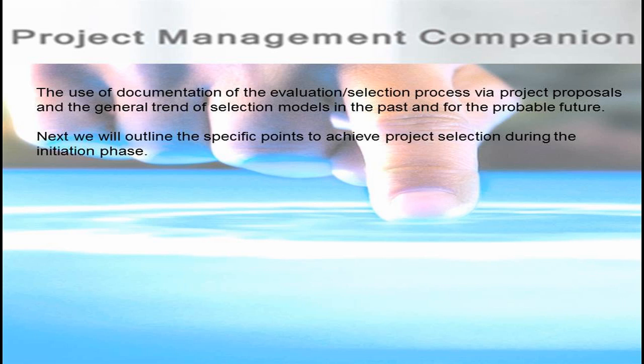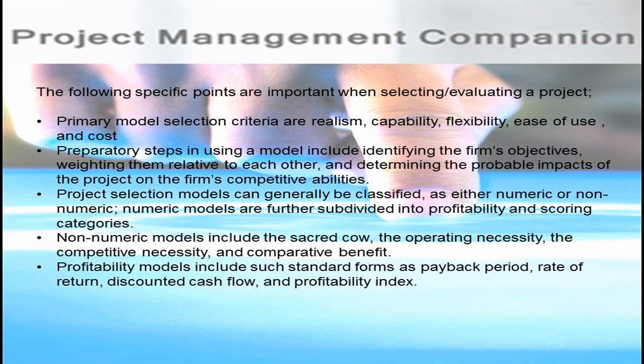You should always cover the documentation of the evaluation or selection process via project proposals, and the general trend of selection models in the past and for the probable future. The following specific points are important when selecting or evaluating a project. Primary model selection criteria are realism, capability, flexibility, ease of use, and cost. Preparatory steps in using the model include identifying the firm's objectives, weighting them relative to each other, and determining the probable impacts of the project on the firm's competitive abilities.